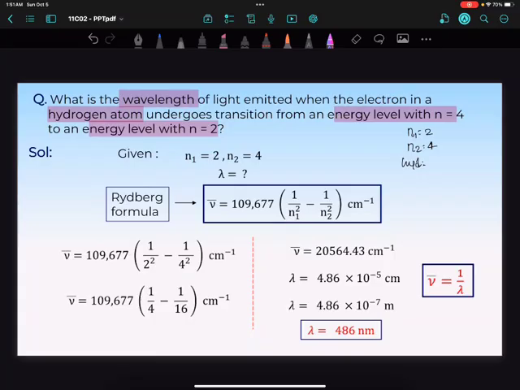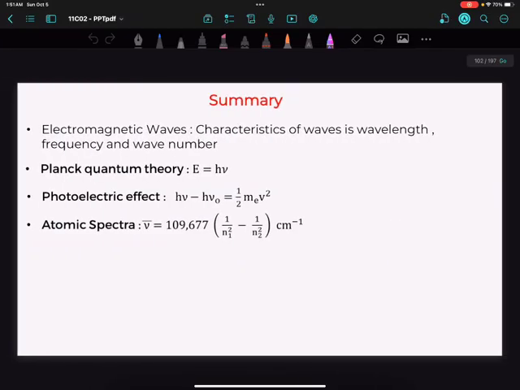So therefore we know that Rydberg's constant is equal to 109, bracket 1 upon 2 square, that is 4, minus 1 by 4 square, that is 16. So the wave number will be equal to 2056. Then lambda is equal to 1 by wave number, which comes as 486. So this was very important to learn about the line spectrum.